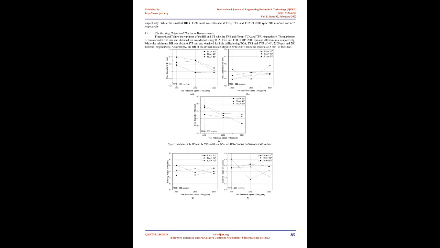Figure 3. Bushes formed in AA6082 aluminum alloy sheets after TD using constant TFR of 200 mm/min and different TRS and TCA.